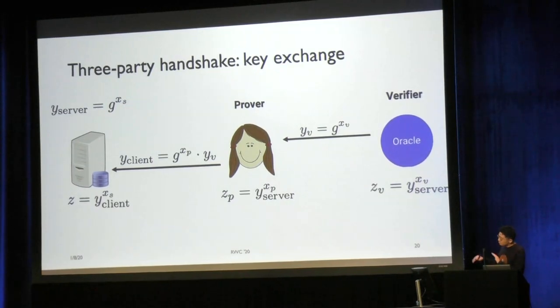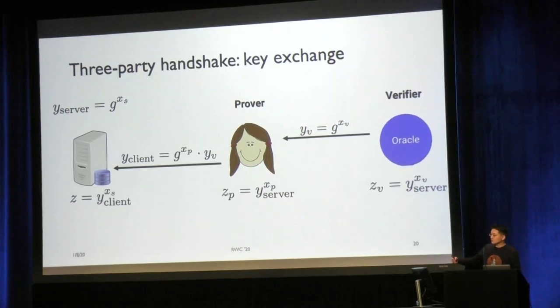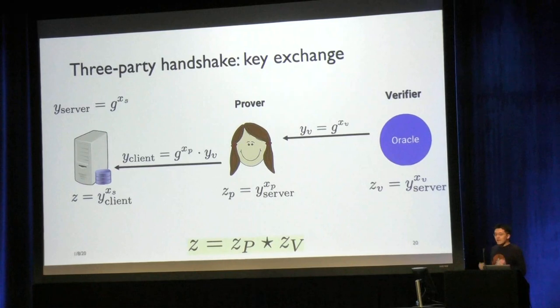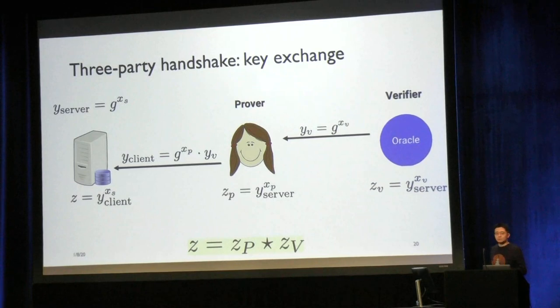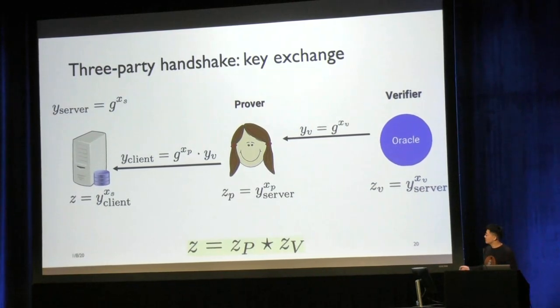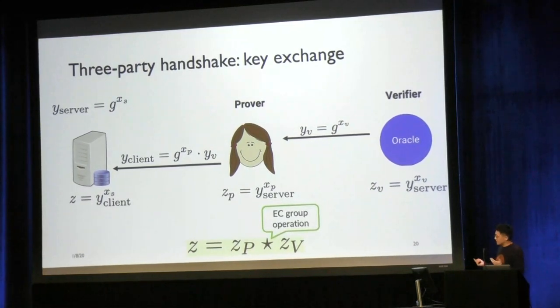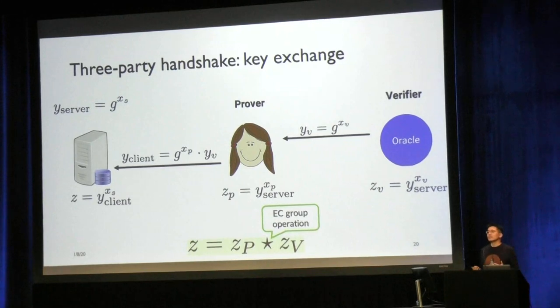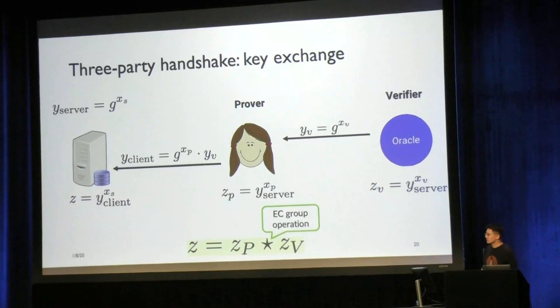Then all three parties will compute their Diffie-Hellman values just as before by raising the peer's public key to the power of their private key. But now you can verify that the prover as well as the verifier will end up with a secret sharing of the session secret Z had by the server. Here, ZP times ZV is Z, which is the session secret had by the server. And note that these values are points on the elliptic curve because we focus on the recommended elliptic curve version, ECDH.